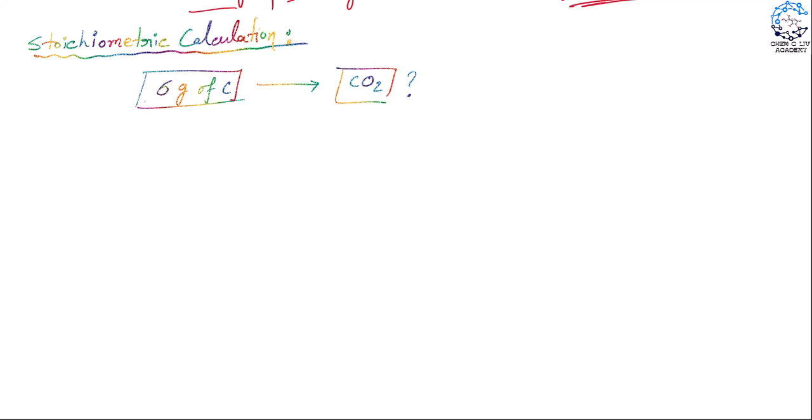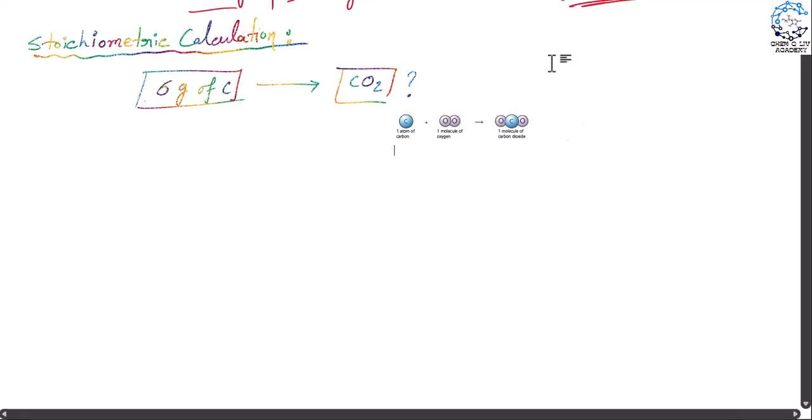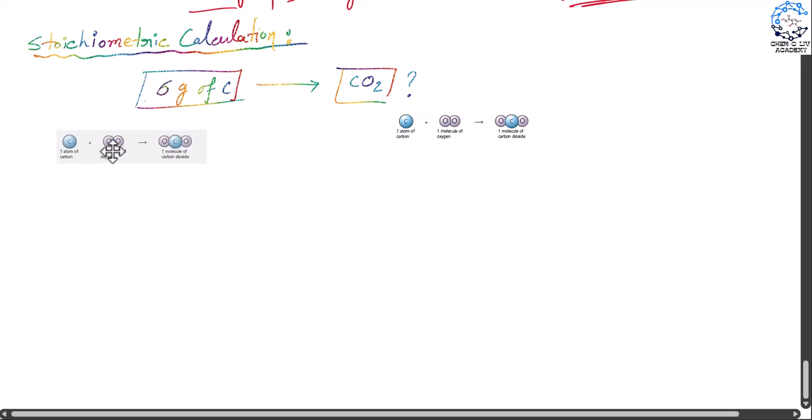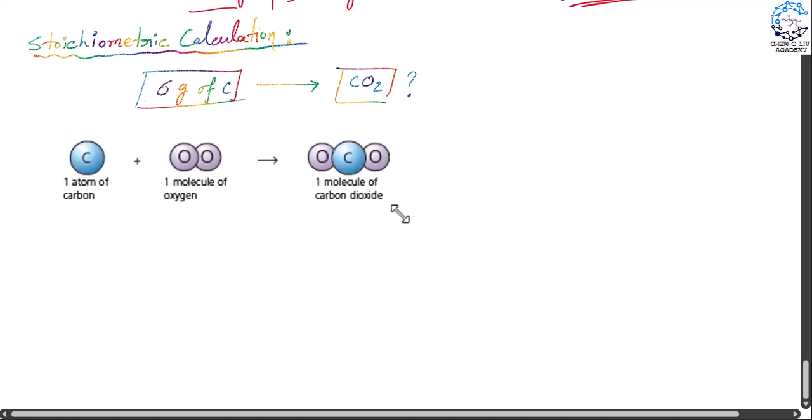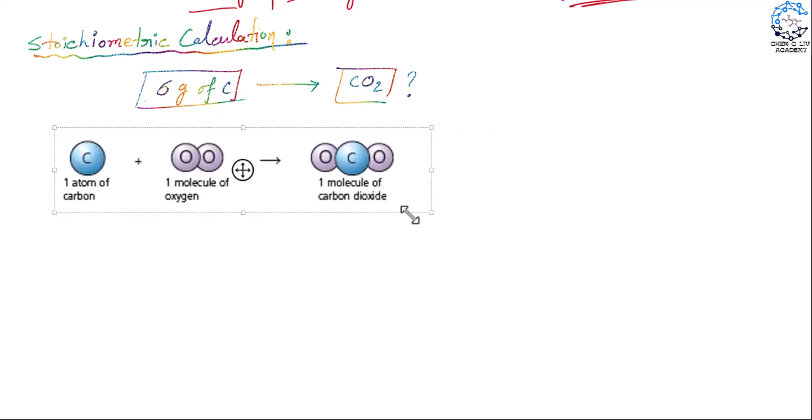So let's start with the chemical equation. So here is the equation I have written. Hold on, let me just enlarge it a little. Yes, so this is one atom of carbon reacting with one molecule of oxygen to form one carbon dioxide molecule, CO2 molecule. Okay, now here is the molecular view also.